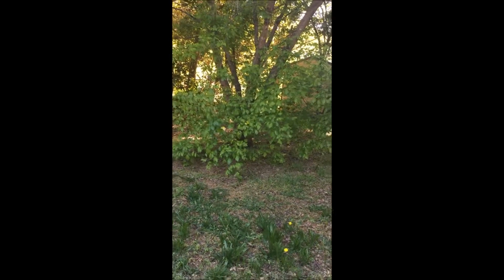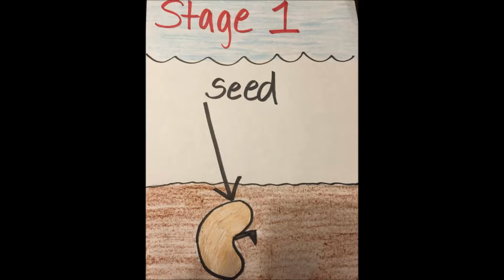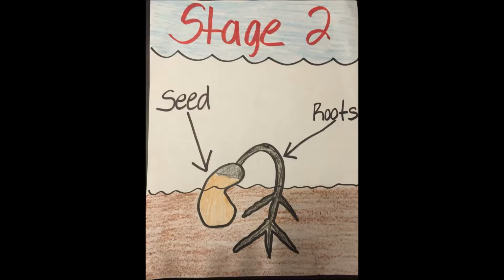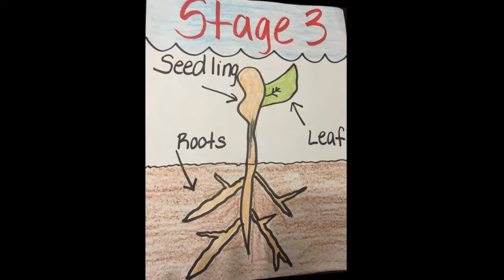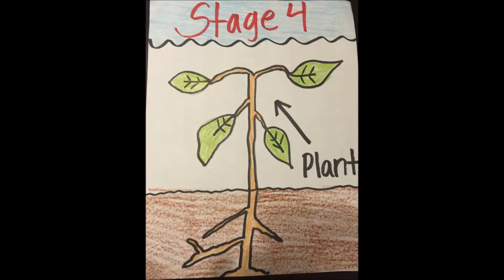Let's briefly review the life cycle. In stage 1, the plant is a seed. In stage 2, the seed begins to emerge from the ground and roots begin to grow from the seed. In stage 3, the seed is completely emerged from the ground and becomes a seedling. Roots continue to grow under the ground and leaves begin to grow from the seedling. In the final stage, the plant is fully produced from the seedling, the leaves continue to grow as the plant grows, and the roots continue to grow under the ground.